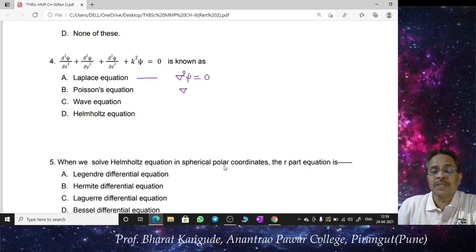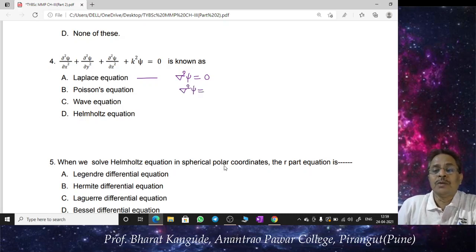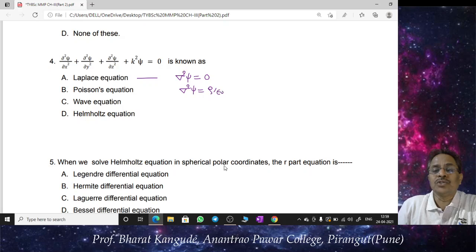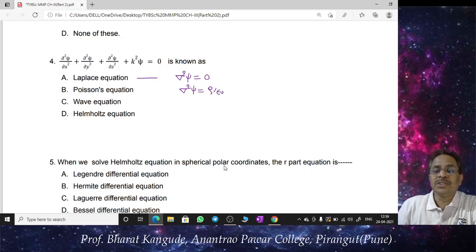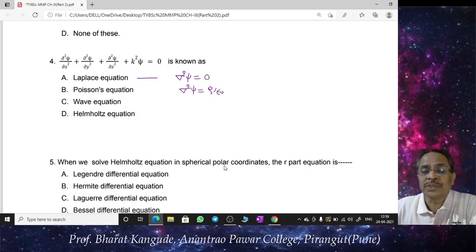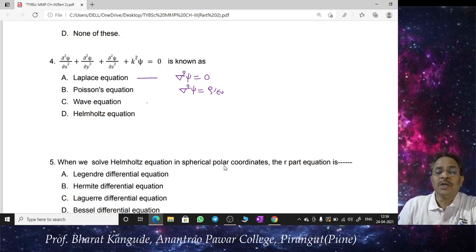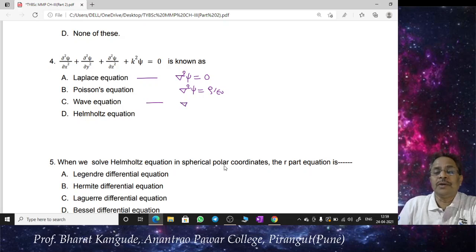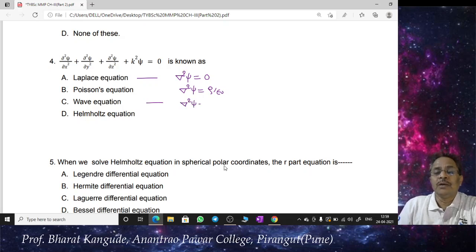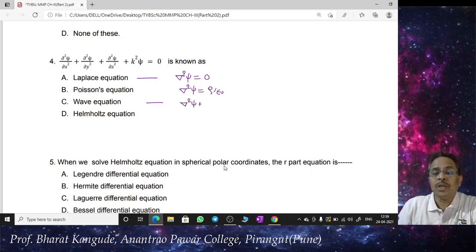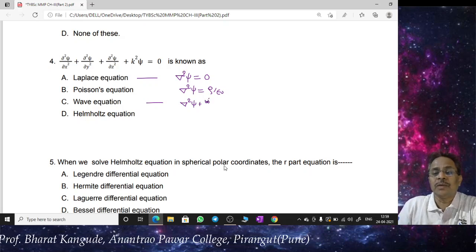Whereas in the Poisson equation it is del square psi plus some rho upon epsilon 0 or something on the right hand side, which is non-zero but it's not a function of psi. This type of constant is there, that is called Poisson's equation. The wave equation is a bit different. The wave equation is del square psi plus omega square upon 1 upon c square.